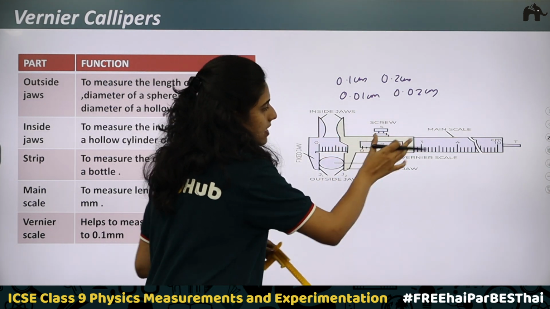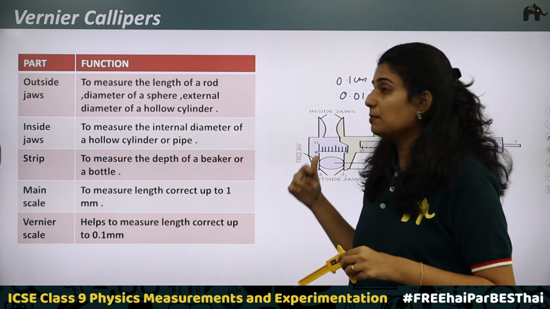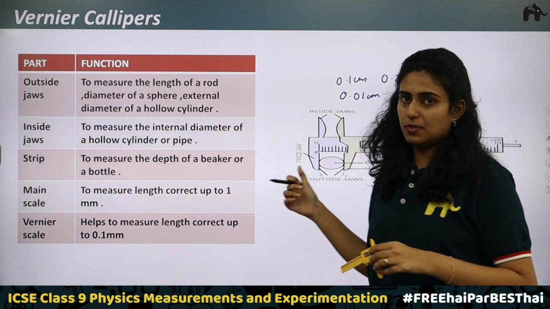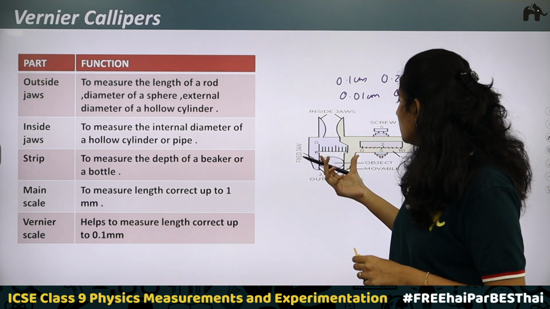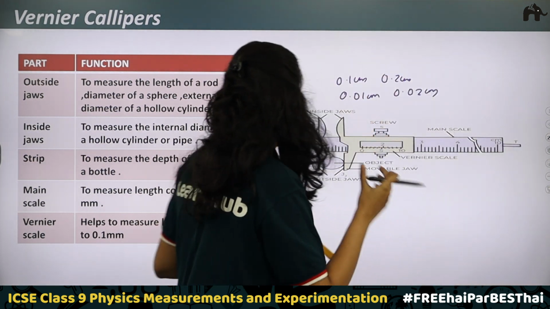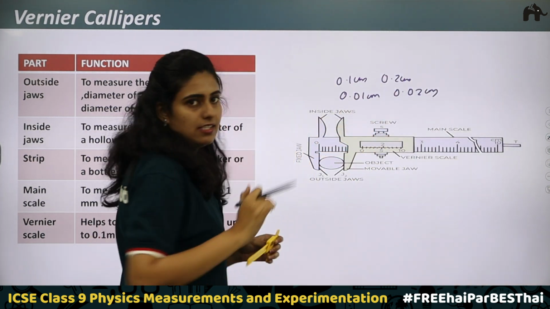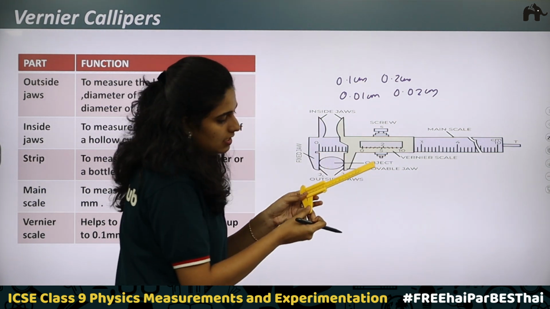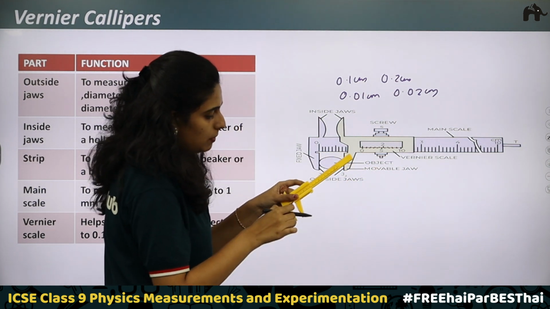That is, up to the second decimal we will be getting the values when the vernier scale is used. You can see the vernier scale sliding over. These vernier calipers are also called slide calipers. Now, you can see that there are two jaws: first the outside jaws and second the inside jaws. So, the outside jaws, this thing. The object will be placed here.